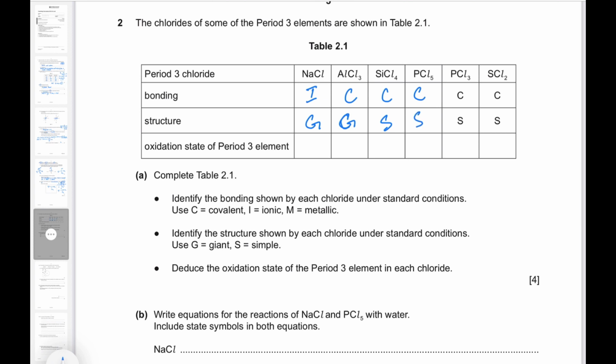Oxidation state of period 3 element. So sodium loses 1 electron, giving it an oxidation state of +1. Aluminium loses 3, silicon loses 4, phosphorus loses 5. In this compound, phosphorus loses 3 electrons, so it will be +3. Sulfur loses 2 electrons, so that will be +2.